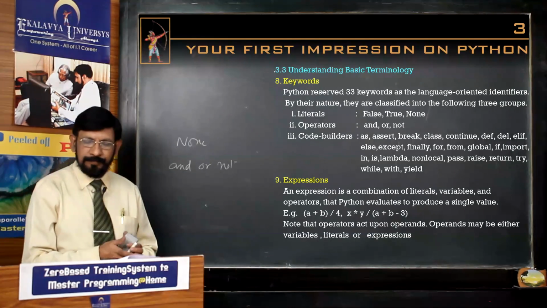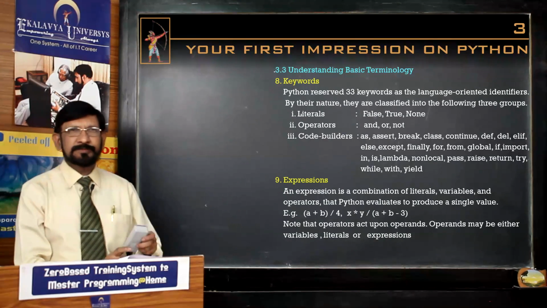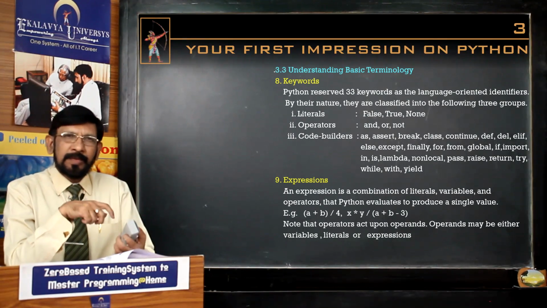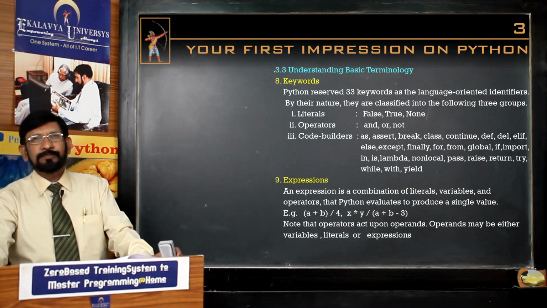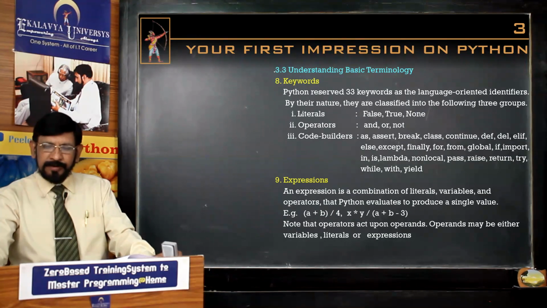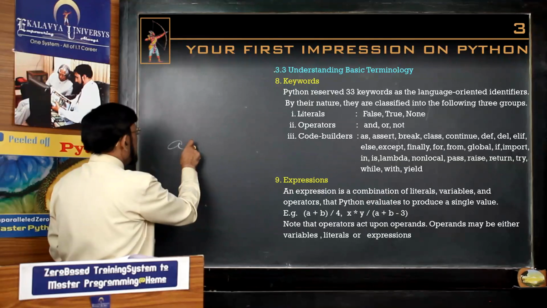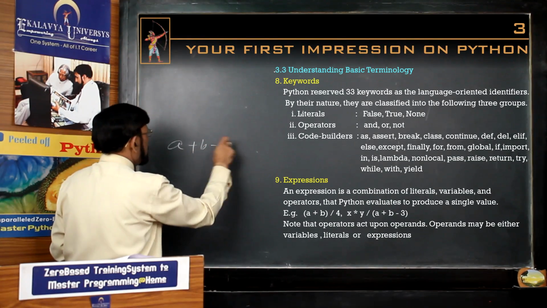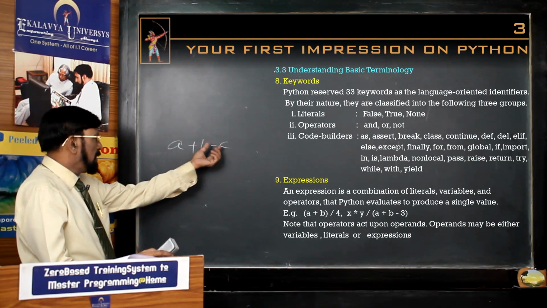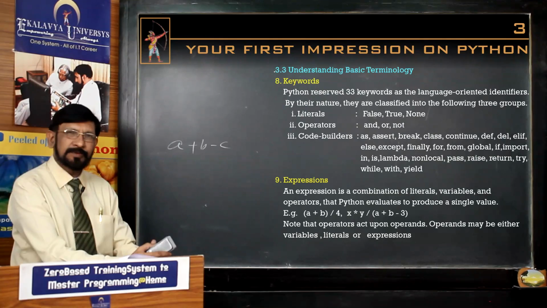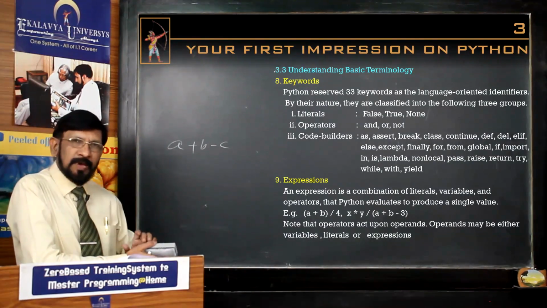Thereafter, the last one, expression. Actually, we write expressions in any program. Expression is a combination of variables, literals, operators, and it gives a specific meaning. Now you see, A plus B minus C. Like that we write. Here you see, it is a combination of operands as well as operators. And when it is evaluated, a single value is generated.